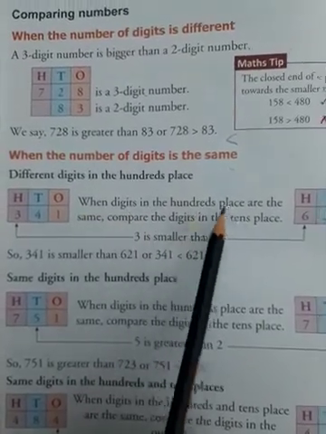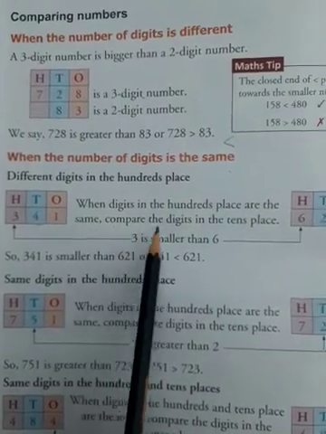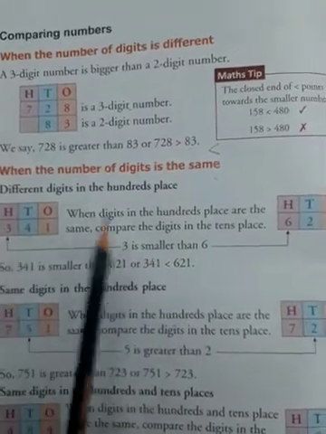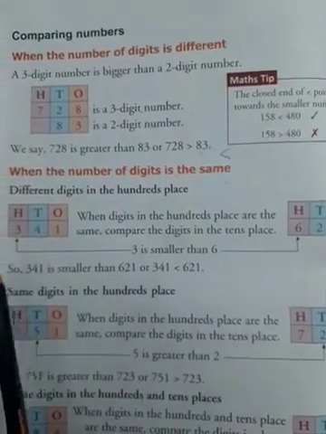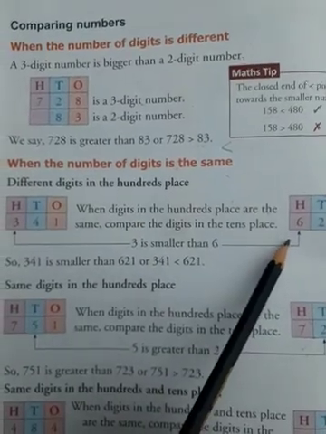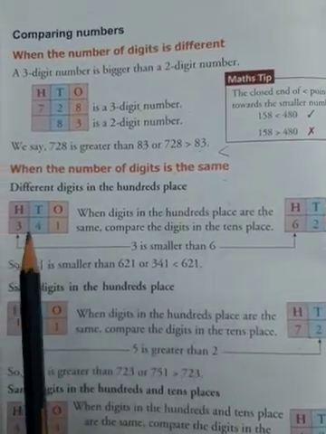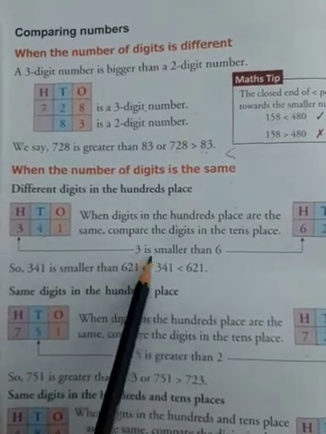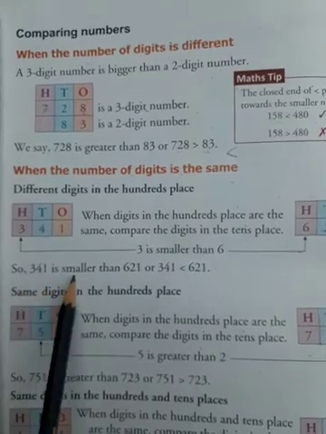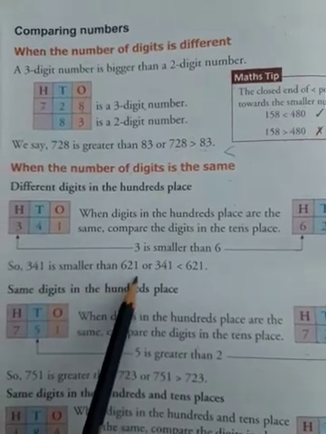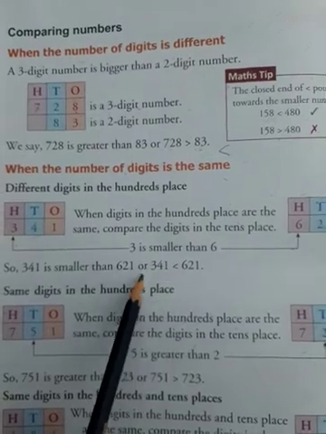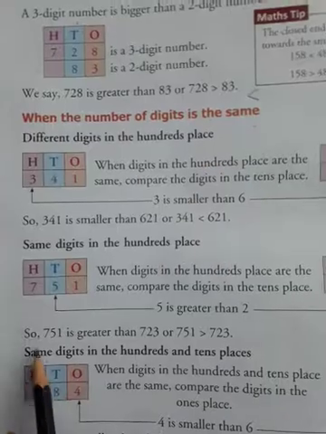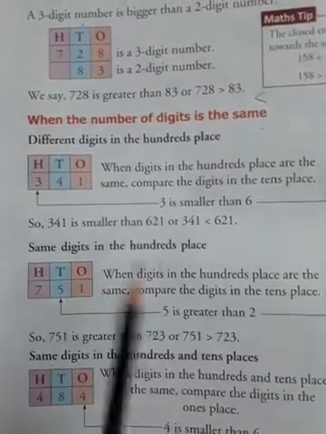Compare the digits in the hundreds place. Okay, so here you can see 3 and here is 6. 3 is in the hundreds place and 6 is in the hundreds place. So you all know that 300 is less and 600 is greater. So 3 is smaller than 6. So 341 is smaller than 621. And how do we write it? We write like this: 341 is less than 621. Is it clear to all of you?